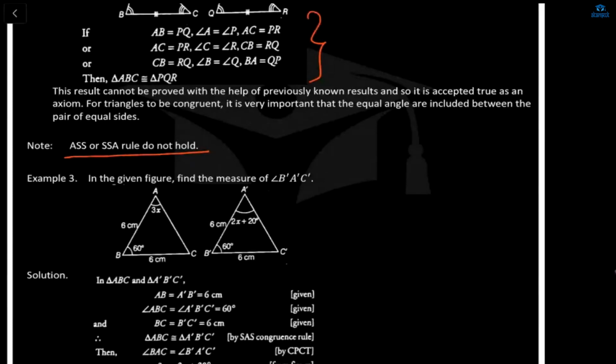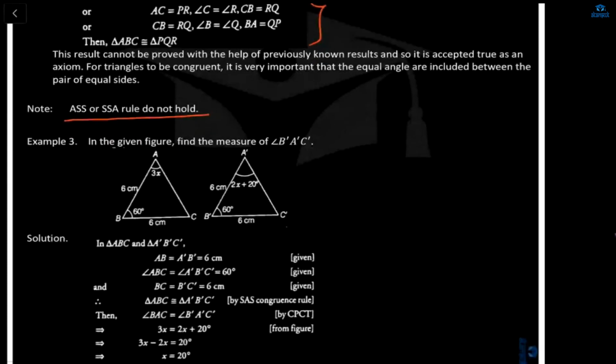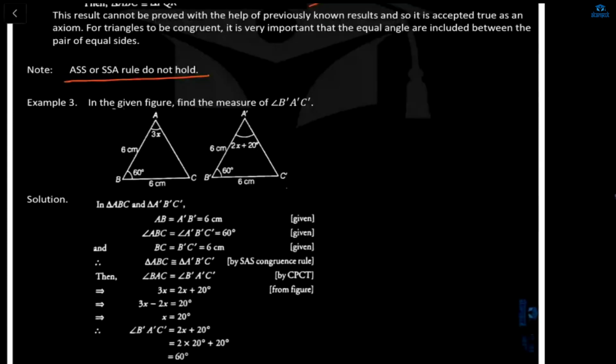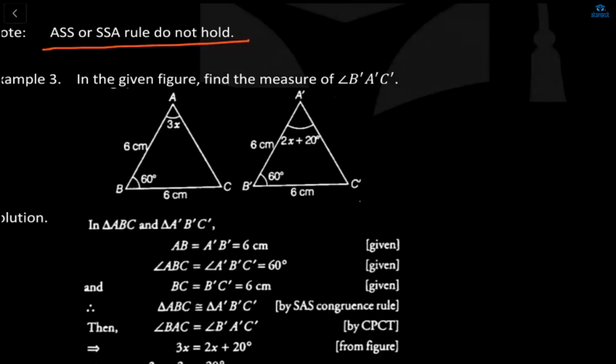Now let's see the example. Here, in the given figure, find the value of angle B dash A dash C dash. So you have to find basically the angle A dash. Now, how can you find the angle A dash? You cannot directly find it, because all three angles are not given that you could put it to 180 degrees and find it out.